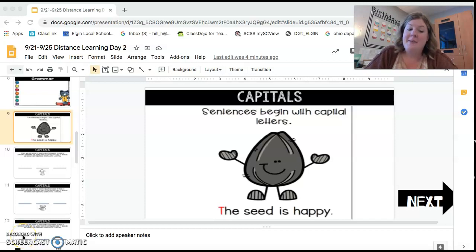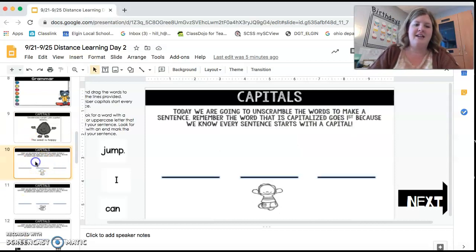Okay, so we have been talking about capitals in our classroom. So we are going to continue to talk about capitals. When you guys have been doing your sentence scramble at the beginning of the day, when you have to cut out your words, put them in order in the sentence, looking for the capital at the beginning and the period at the end, this is just like that, okay? So it says sentences begin with a capital letter. The seed is happy. Did you see the capital T? That is because it is at the beginning of a sentence, right? All right, let's move down to this next slide, okay?